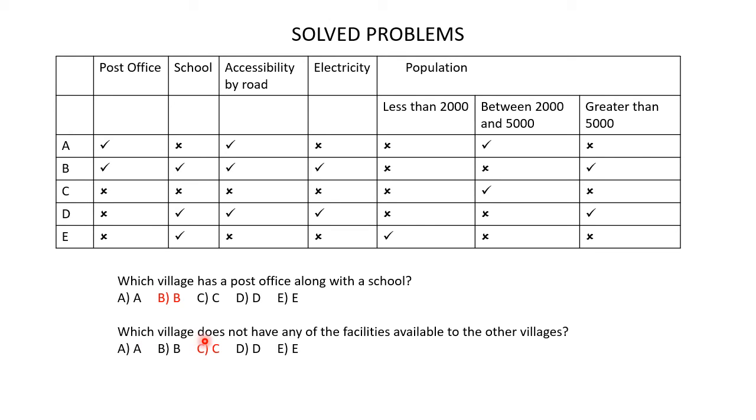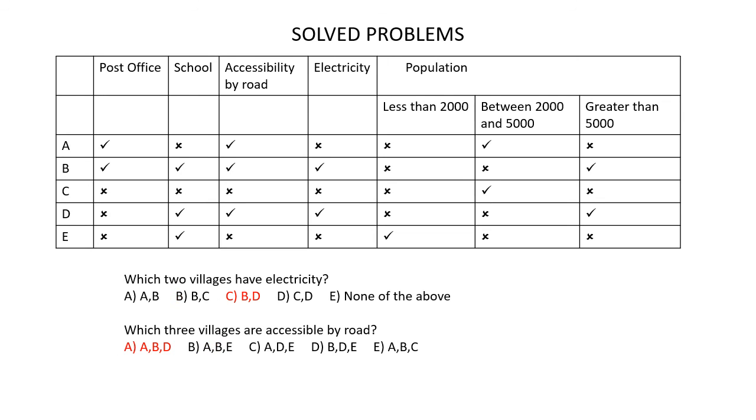Which village does not have any of the facilities available to the other villages? You're given 5 options here and you have to find out which of these options is the correct one. When you look at this table, you'll see that village C does not have a post office, it does not have a school, it is not accessible by road, it does not have electricity. This shows that village C is the village that does not have any of the facilities available to the other villages. So the correct answer is option C, C.